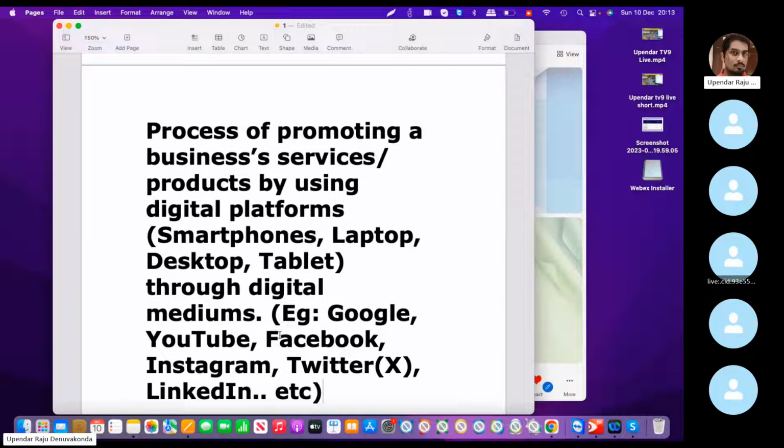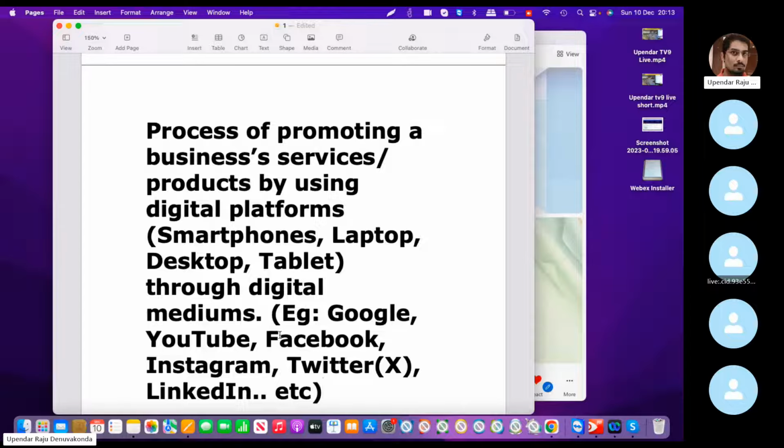to promote our business online. We are using YouTube to promote our business online, and we are using Facebook and Instagram to promote our business online. There are also platforms like Twitter, LinkedIn, and TikTok in some other countries. All these platforms are called digital mediums, and they are plenty. You will find a lot of platforms on the internet where you can promote your business and reach more people. And when you start reaching more people, what happens over there?